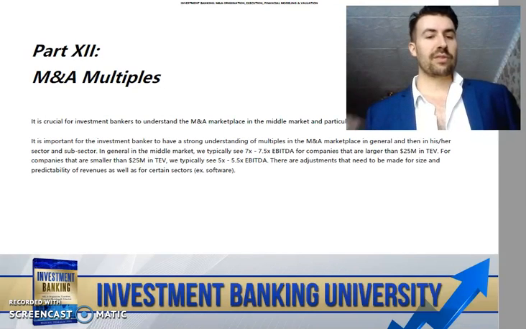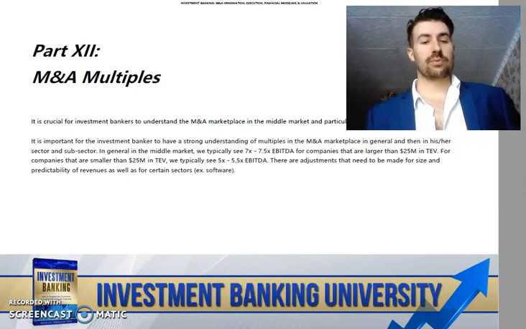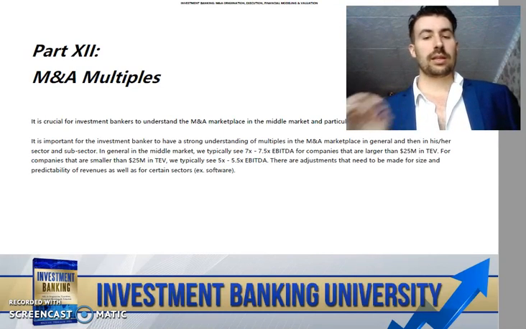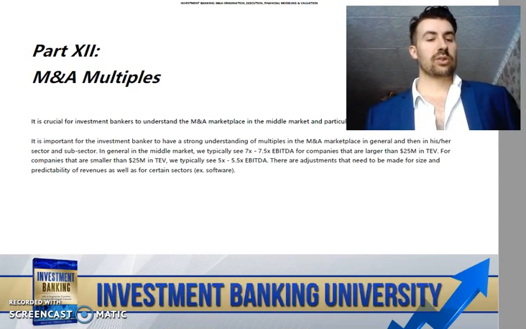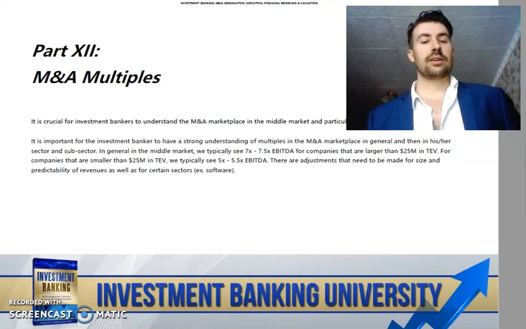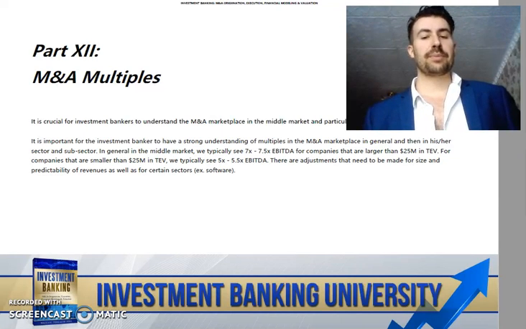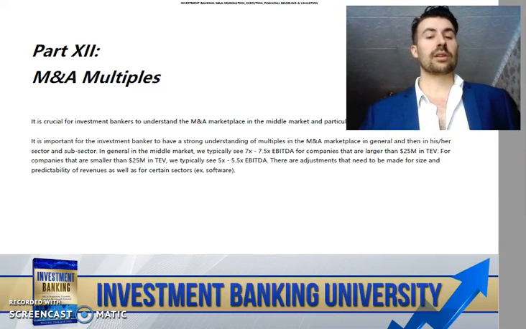It's crucial for investment bankers to understand the M&A marketplace in the middle market, and particularly the industries that they cover. It's important for the investment banker to have a strong understanding of multiples in the M&A marketplace in general, and then in his or her sector and subsector. In general, in the middle market, we typically see about 7 to 7.5 times EBITDA for companies that are larger than 25 million in total enterprise value. For companies that are smaller than 25 million in total enterprise value, we typically see about 5 to 5.5 times EBITDA. And that's before we start getting into small businesses that are even smaller than the lower middle market.